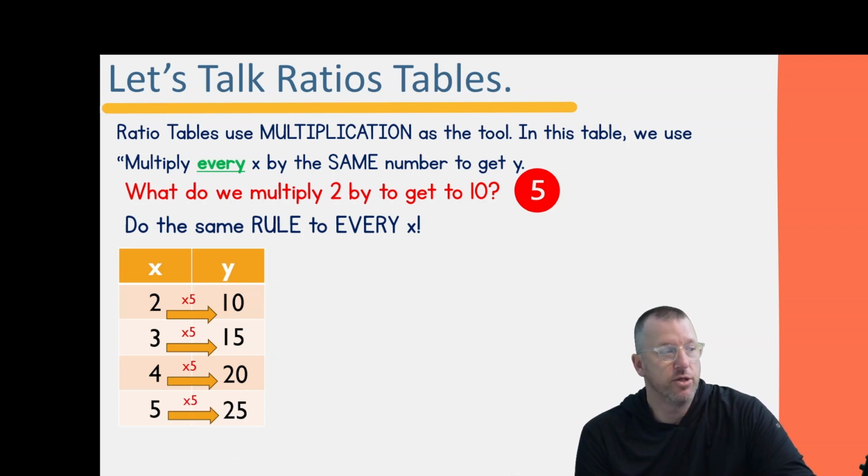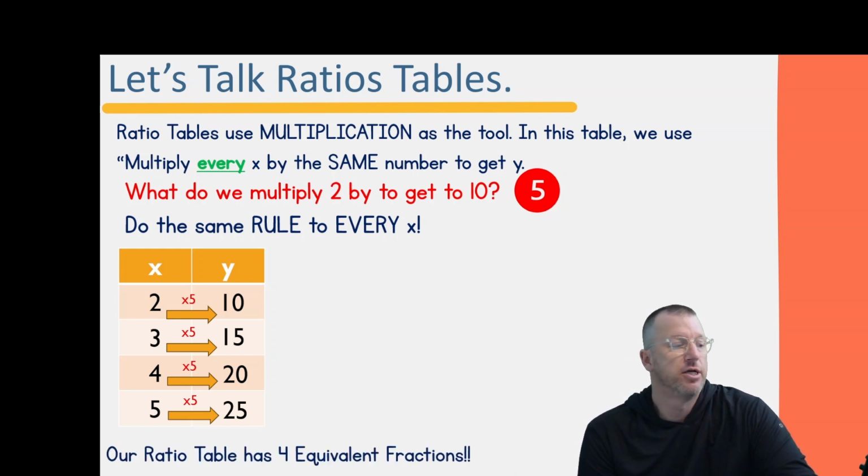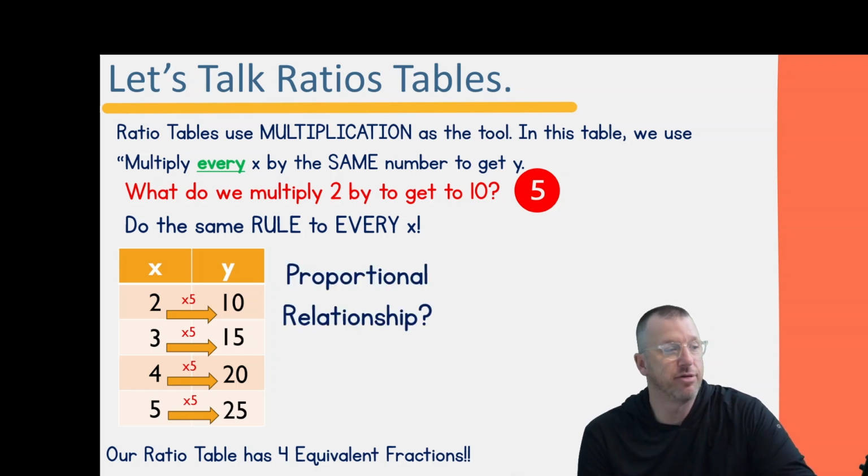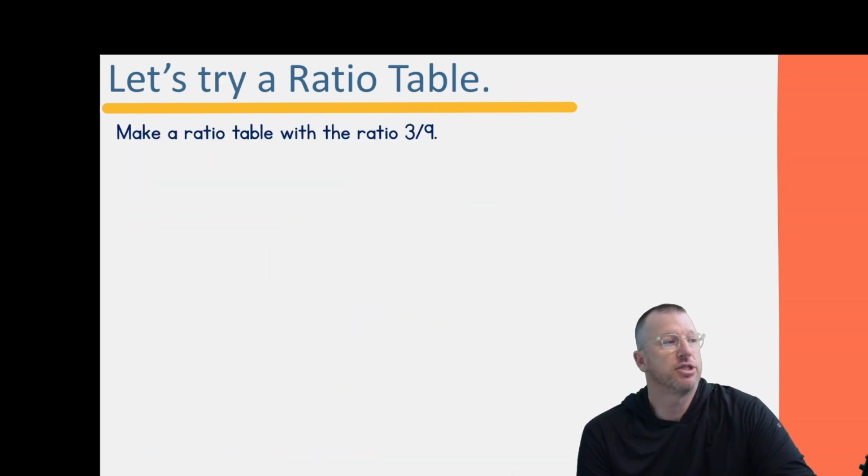Okay? You could also do this with division. Multiplication and division, if I had one side of the table that was bigger and we were getting smaller, that's fine. But we don't use addition and subtraction, okay? So our ratio table has 4 equivalent fractions because we multiplied all of them by the same number. So if they're all multiplied by the same number, that means we've created equivalent fractions, which means, yep, that's proportional.